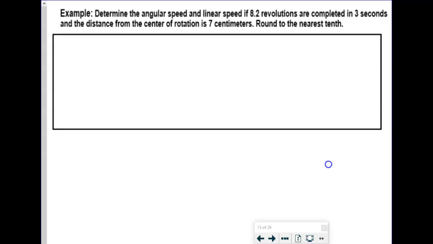Let's see what this looks like. Now this question's already done for you, so you don't have to write anything down, just watch. The first clue they give me, well, they want me to find angular speed, which I forgot what color I was using, this one. And they also want me to find linear speed. So 2 things I need to find.